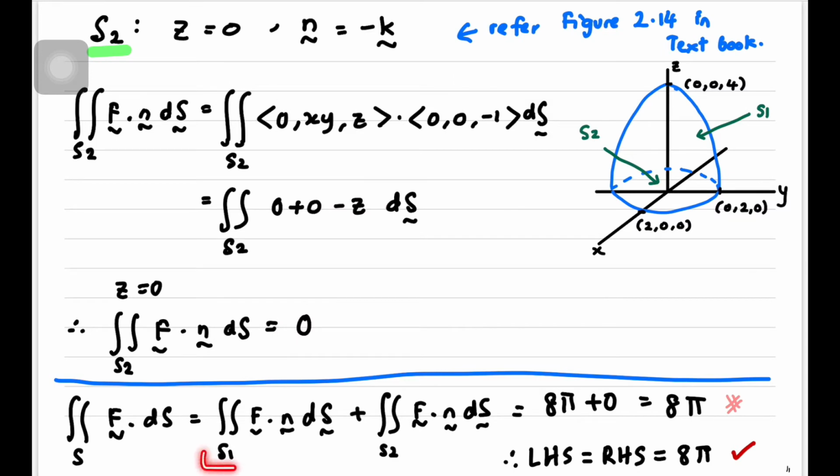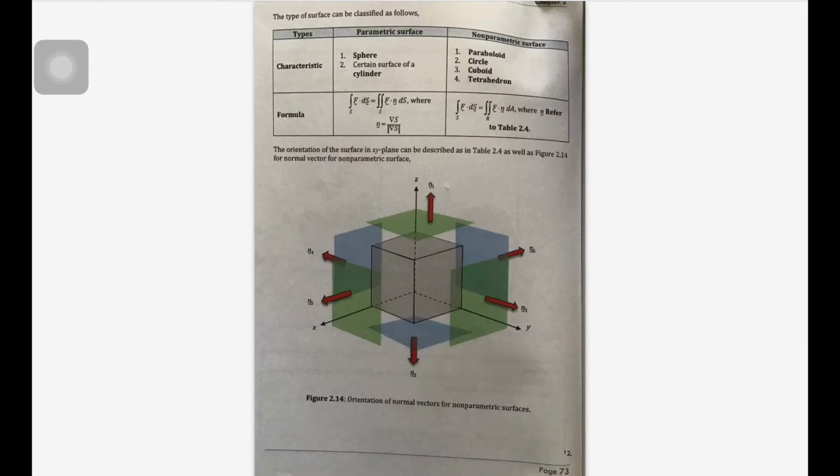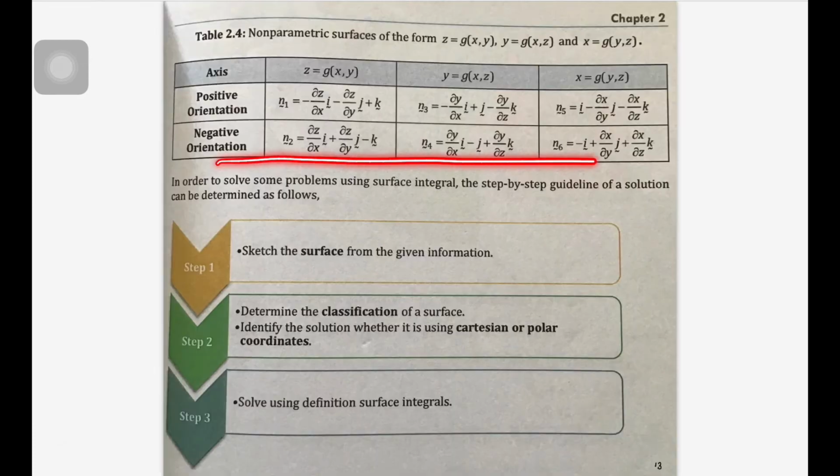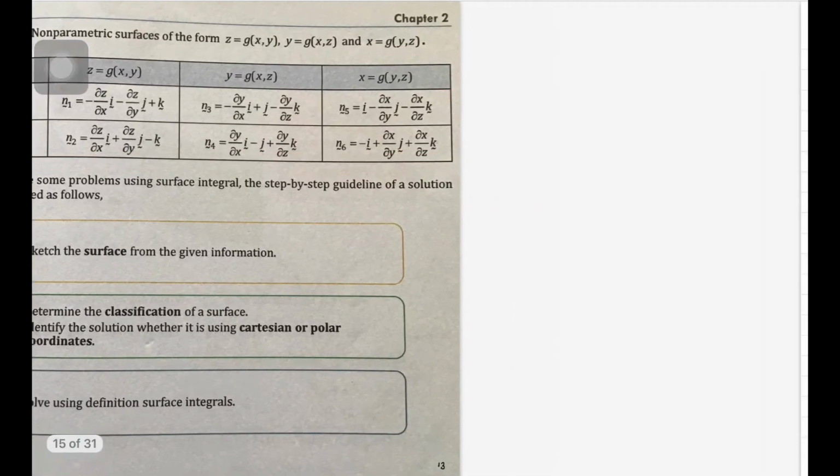Then the last part, you need to find the total of f dot n ds for S1 and S2. So 8 pi plus 0, you get 8 pi. Then you just show that the left hand side is equal to the value of the right hand side, which is 8 pi. Okay, so this is the table for n, or the normal vector. You can refer this from your textbook.